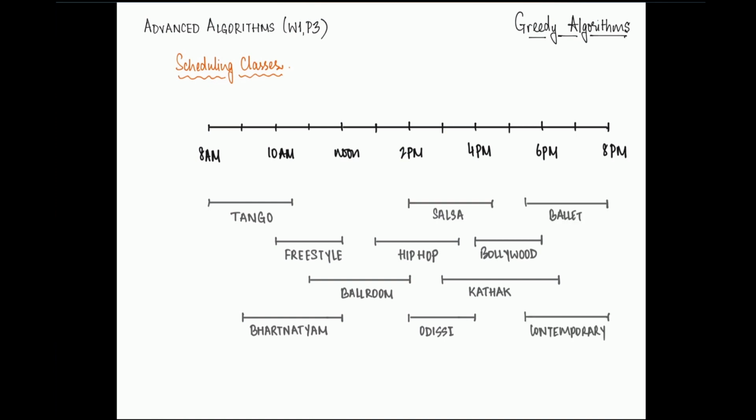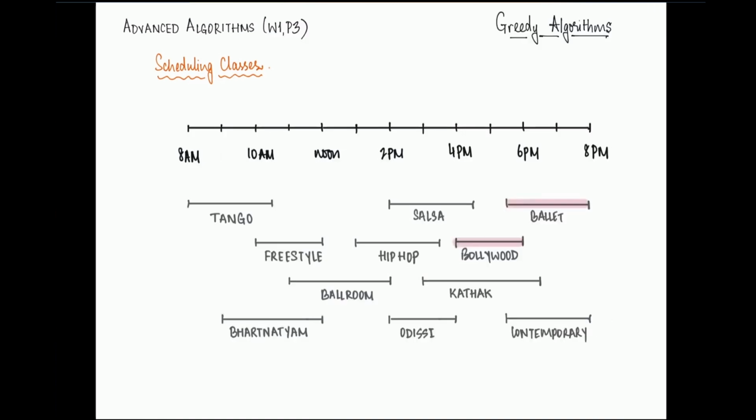So these are all the classes that are offered by the academy, and you want to pick a set of classes that are mutually non-conflicting. So that's the setting of the problem. Just to recap what we cannot do, for example, notice that you have to take a pick between ballet and Bollywood. You cannot do both of these classes, at least not in the same semester, because the ballet class begins before the Bollywood class ends. So you cannot do both.